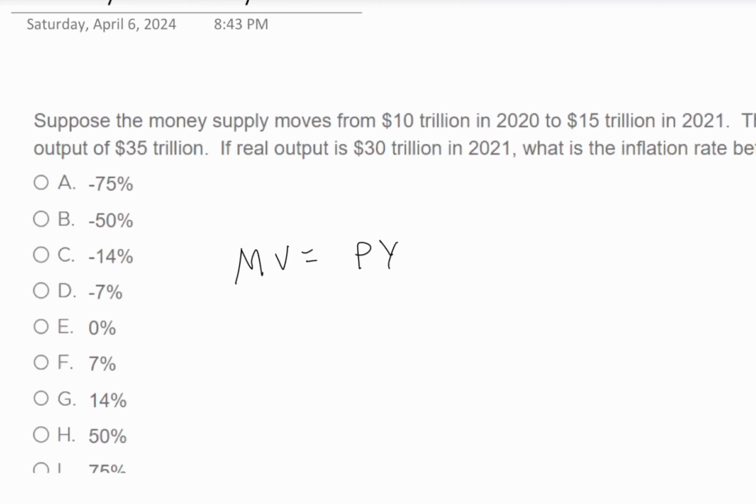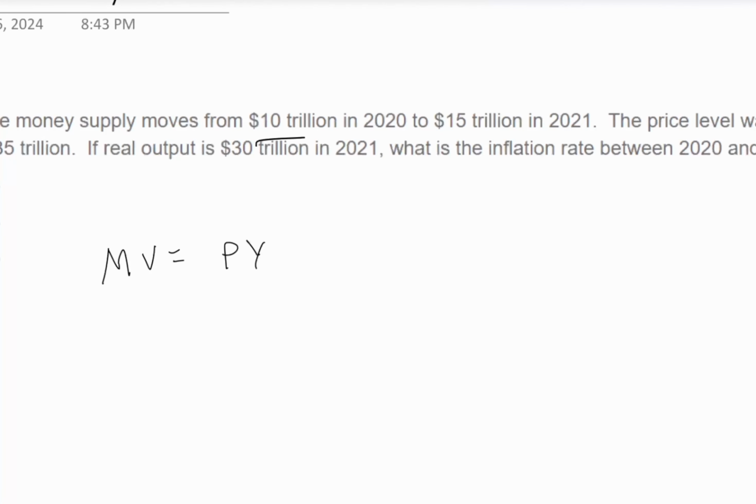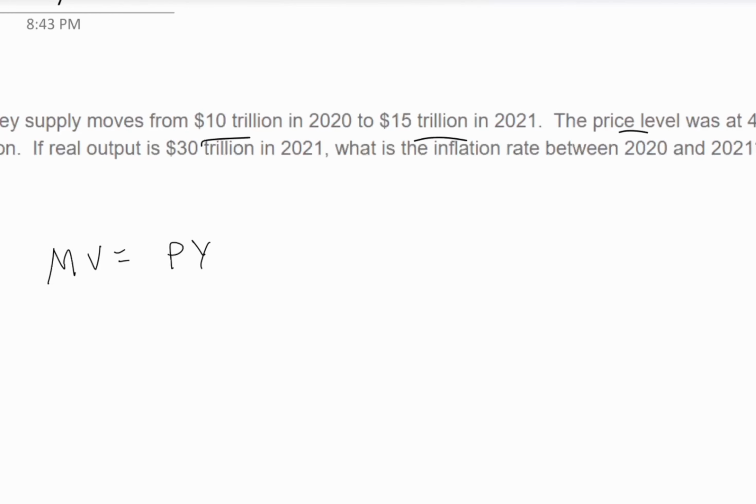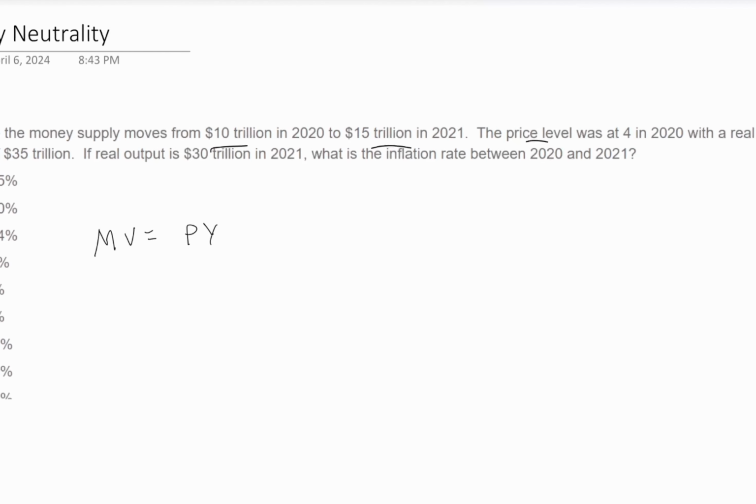And so the way I would approach this, how do I know when to use it, is if I'm reading through the question and I see they're giving me the change in money supply between years, so 10 to 15 trillion, and they're also changing the price level, that's a good indication that I am using money neutrality. So all this is just a lot of algebra, okay?